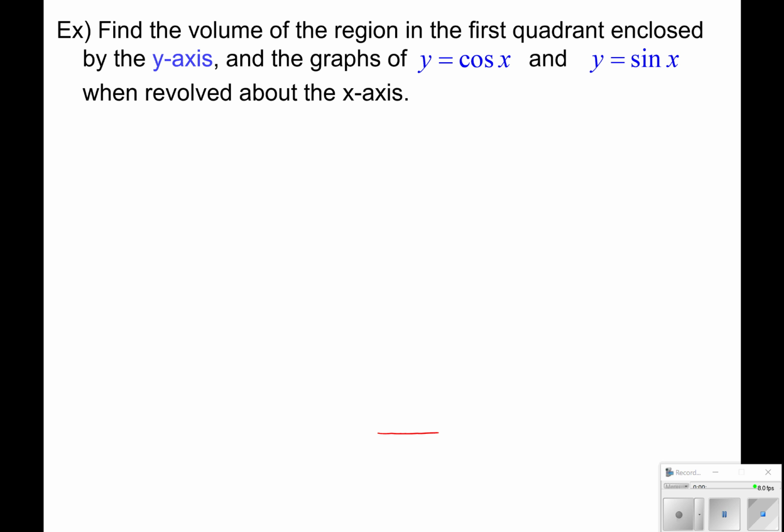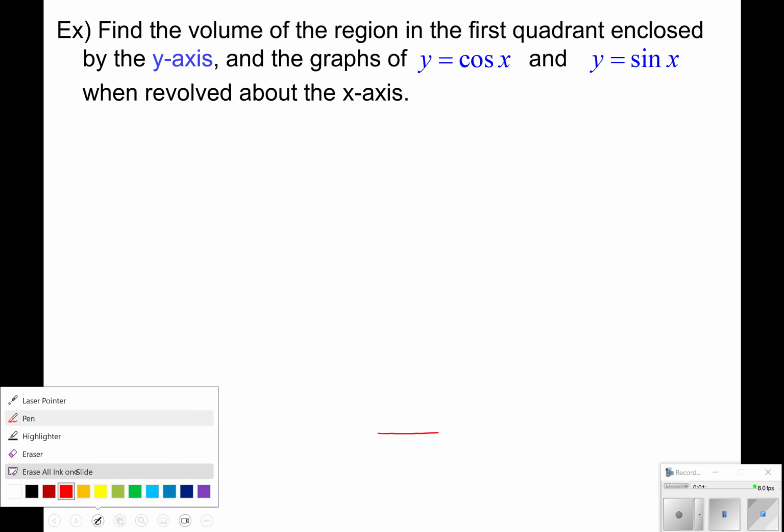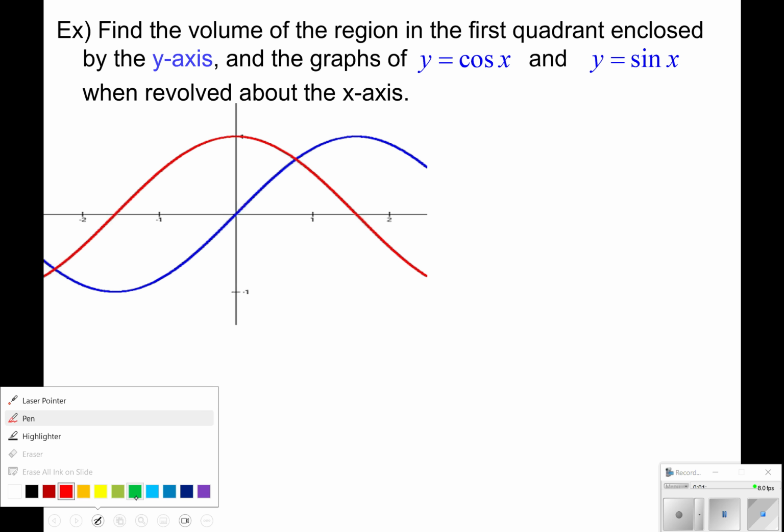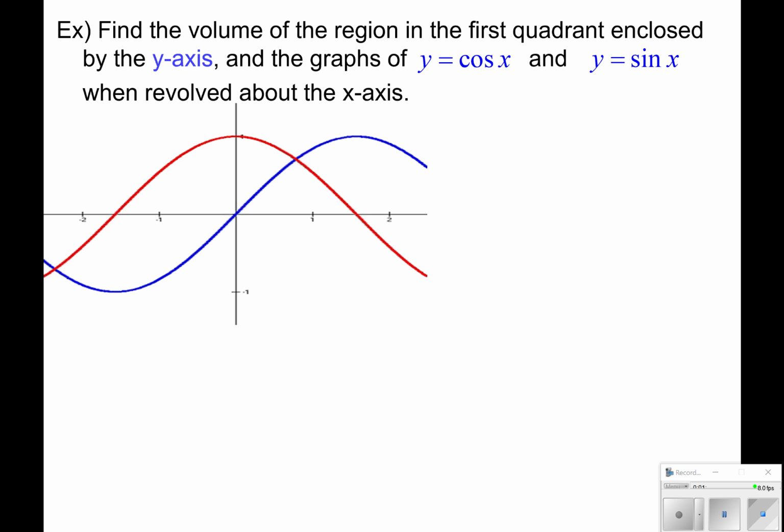First of all, you're going to make sure you know what you're talking about, so you may need a graph. First of all, we are looking at the y-axis. So we're talking about this line right here: the y-axis, cosine, which is this top one right here, the red one, and then sine, which is the bottom one right here. And we want to do this in the first quadrant, which is over here.